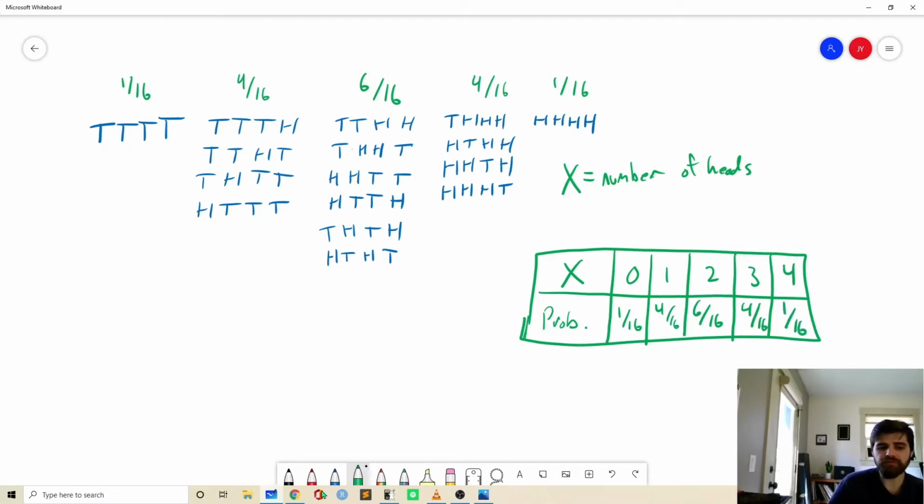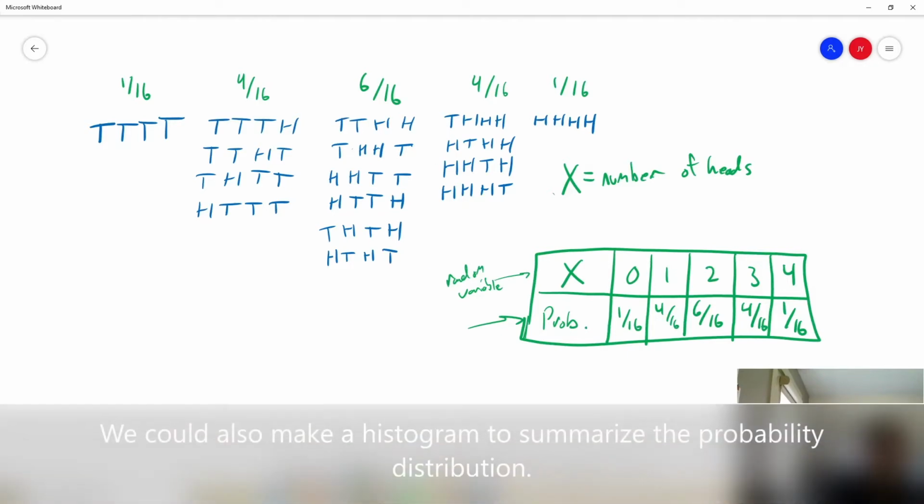We've seen these before. We can also call this a probability distribution because it tells us the values that our random variable can take. This is a random variable. We've defined this random variable x as the number of heads we get out of 4 tosses. So a probability distribution has a random variable and its possible outcomes, and we also show the probability that each one of those will happen.